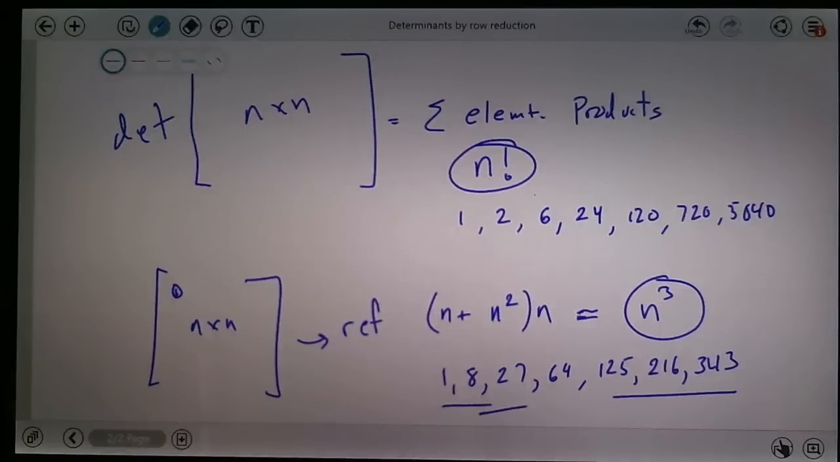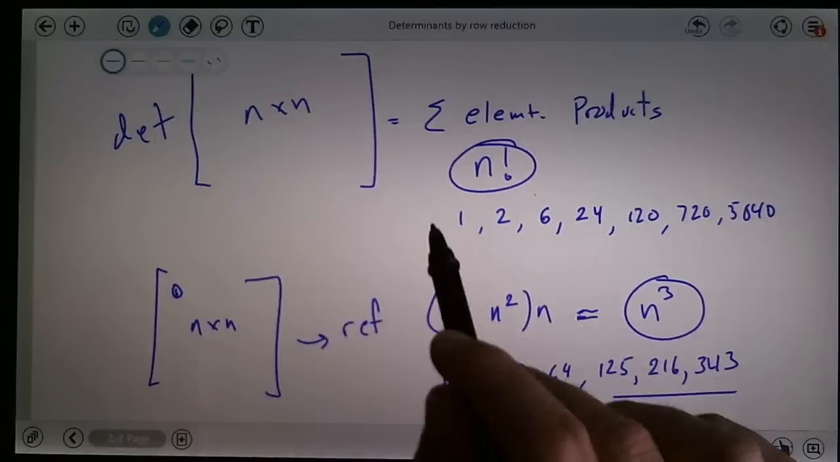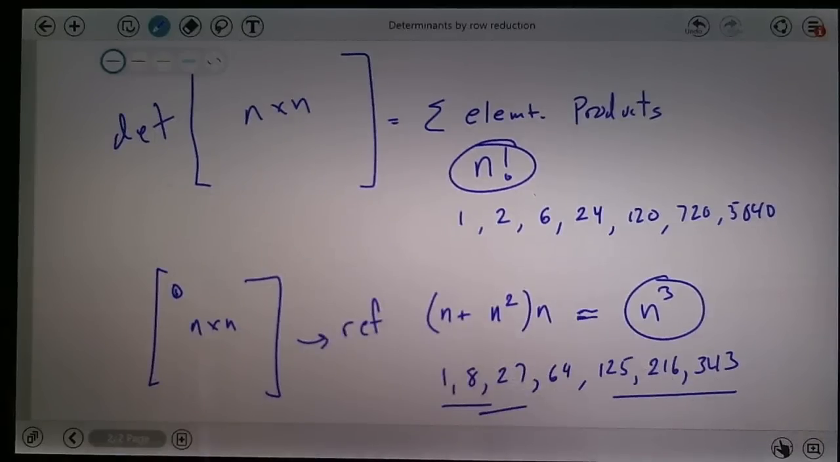I agree, for small ones, probably not. You want to just do the cofactor method. But as the matrices get bigger, you're going to want an algorithm that uses far fewer steps. So row operations is the way to go.